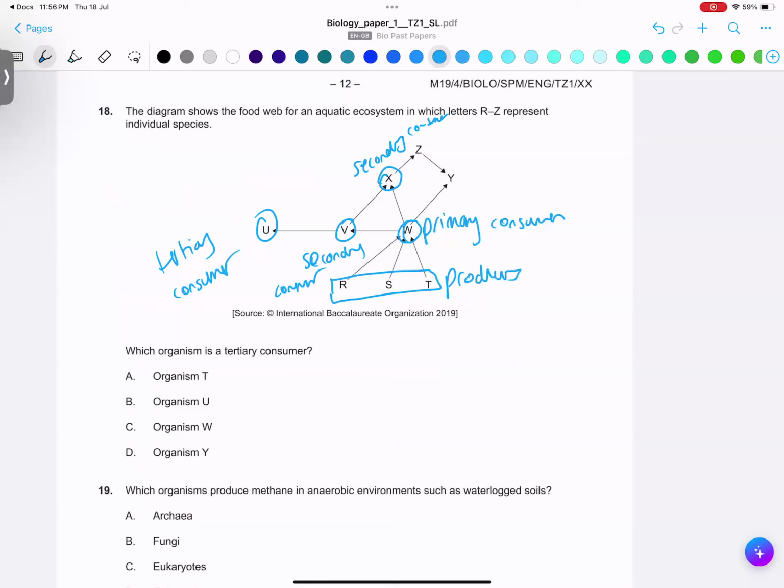So to make your life easier, you have producer, primary, secondary, and so forth. And then you have quaternary in the end as well. But I think you guys ended up getting the process. So the answer for 18 is organism U. Okay, and organism Z isn't any of the options, so we can't even consider that.